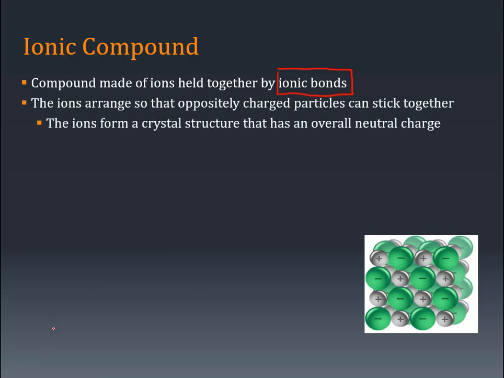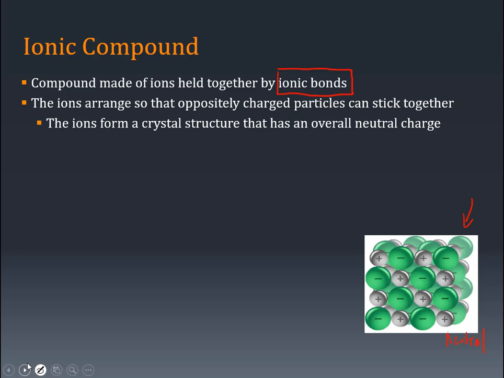Now, these ions will arrange so that the opposite charges stick together. This is what this picture shows down here. You notice next to every negative is a positive, and next to every positive is a negative. The overall crystal, this whole thing, will have an equal amount of positive and negative charge, so that overall the crystal is neutral. And that's true in ionic compounds. The crystal that they form has an overall neutral charge.